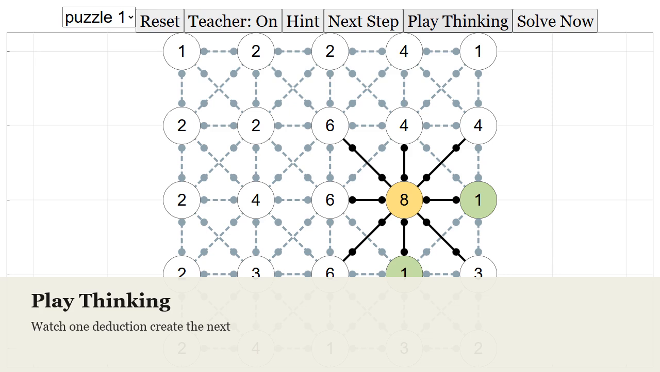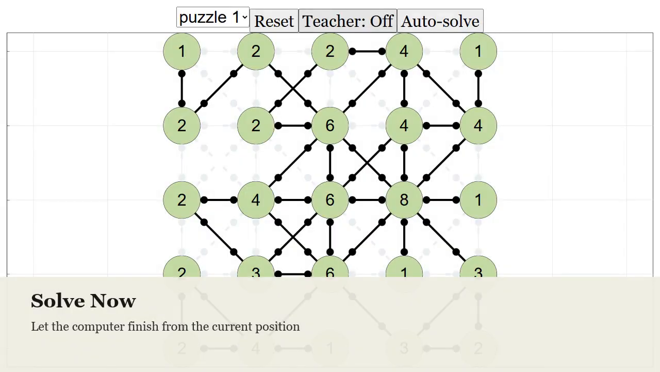Play thinking is helpful here because it shows the chain of consequences one step at a time. If you want the finished board, Solve now completes the puzzle from the current position. In this version, play thinking stops cleanly when no more simple teacher steps remain, so students can see where logic ends and full search begins.